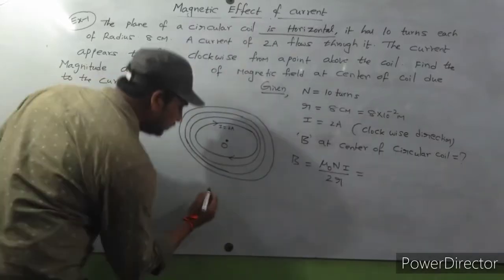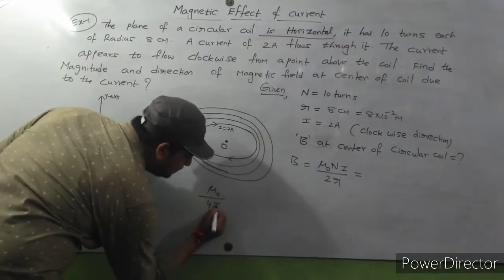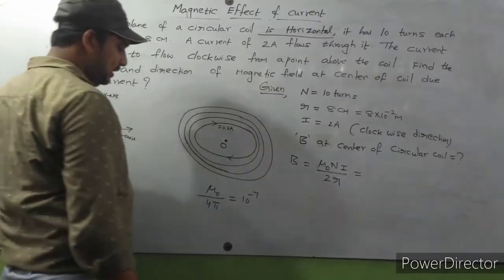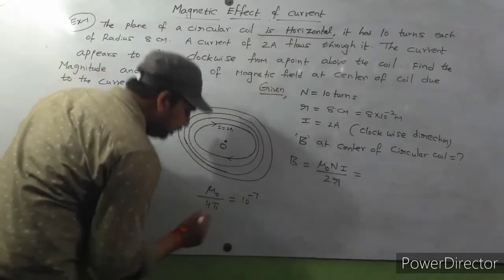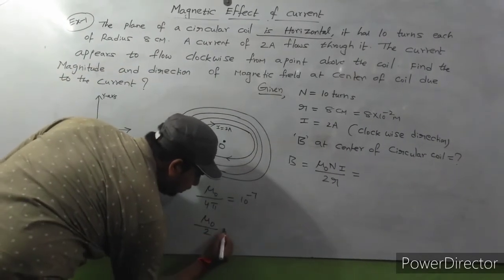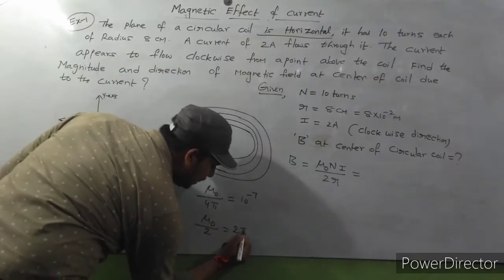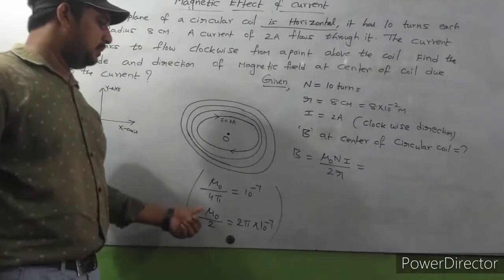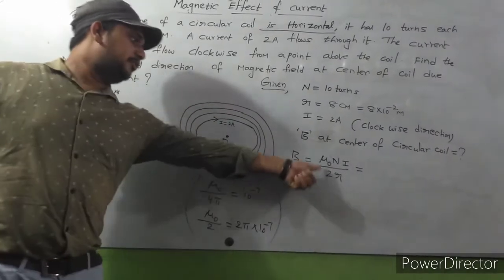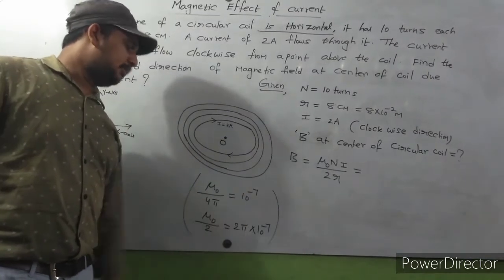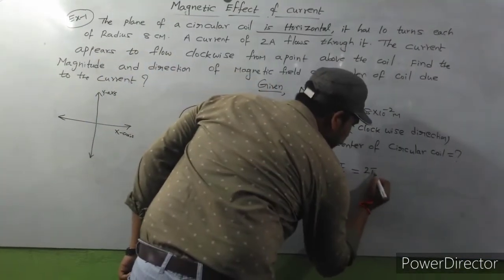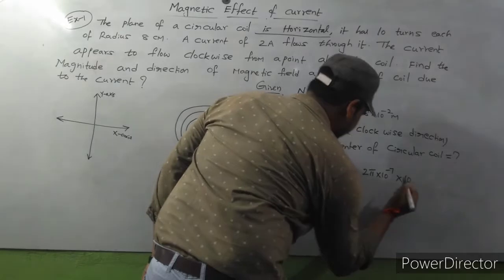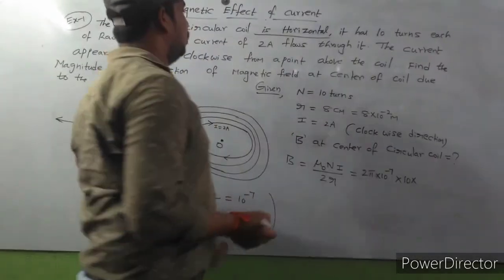You already know mu naught by 4 pi is nothing but 10 power minus 7. That means instead of mu naught by 2, we will write 2 pi into 10 power minus 7. So 2 pi into 10 power minus 7 into N, which means 10 turns are there, into current, electric current I is equal to 2 amps.